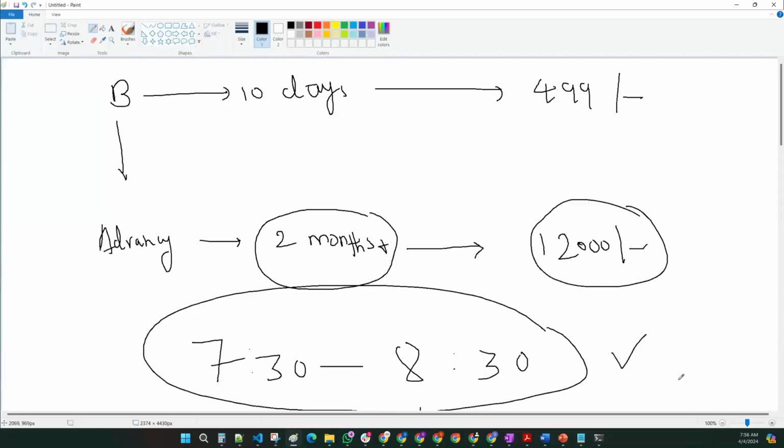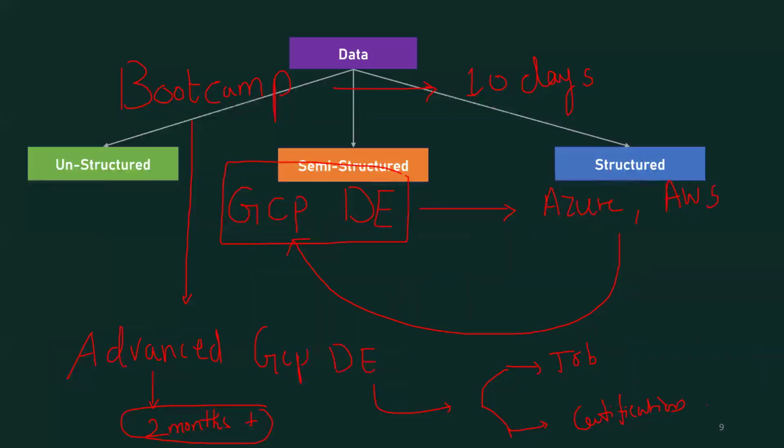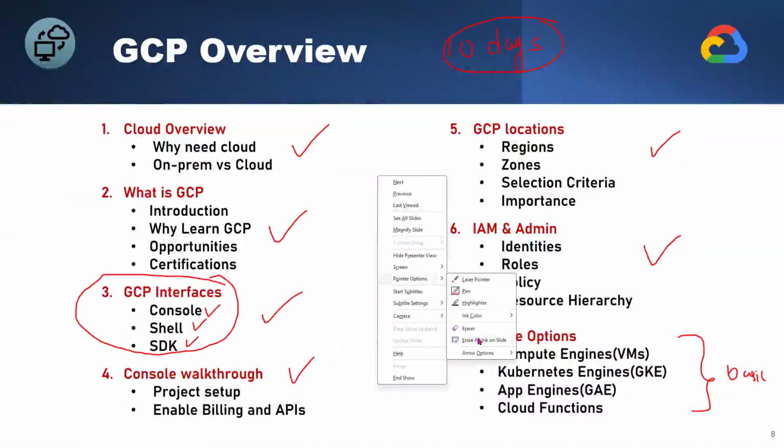In this boot camp, do you cover GCP cloud at intermediate level or basic level only? Basic level, yes. The person who is already doing DevOps certification can also do this boot camp? Yeah, of course. Correct.